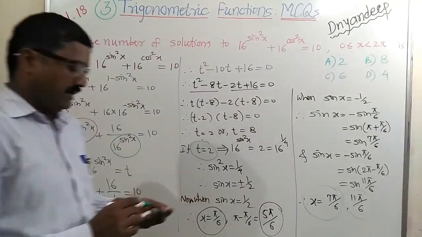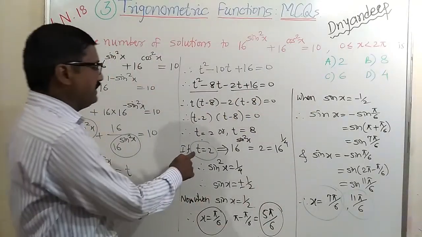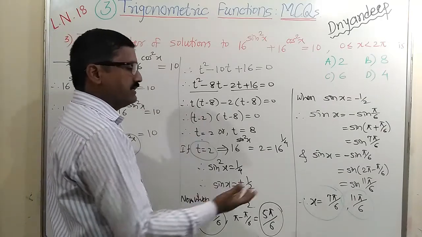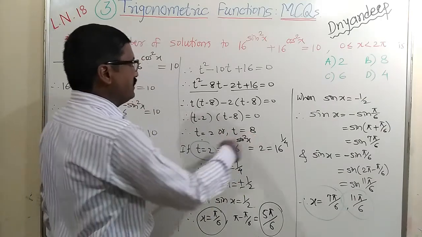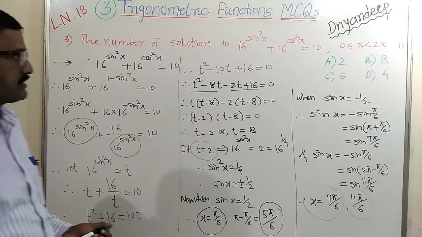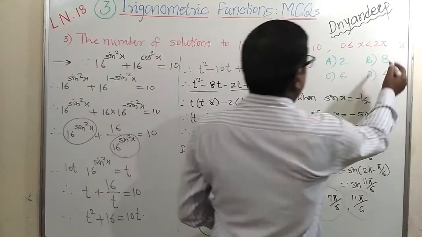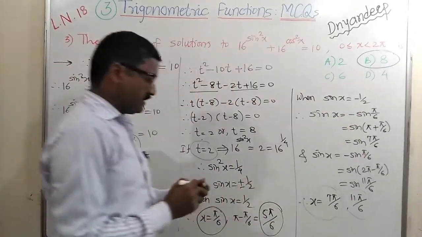So in all, at this stage we get 4 solutions when t is equal to 2. Similarly, we get 4 solutions when t is equal to 8. So the total number of solutions will be 8. So the option B is correct here.